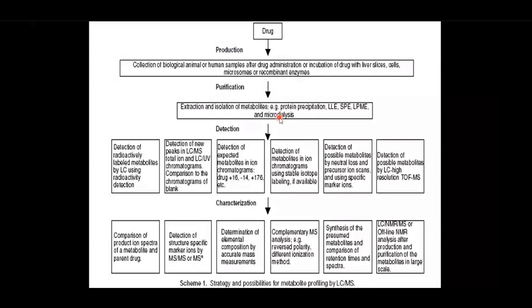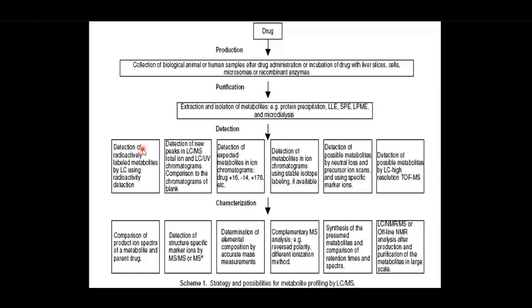And then initially you do the detection or identification of them, and then we do the characterization. Okay, so how can the detection be done? These are detection of radioactively labeled metabolites by LC using a radioactivity detector. There are detectors available, like a UV detector, which can detect the radioactivity. So you use a labeled drug which has either C14 or tritium loaded on it, and because of that, the drug will have some radioactivity.